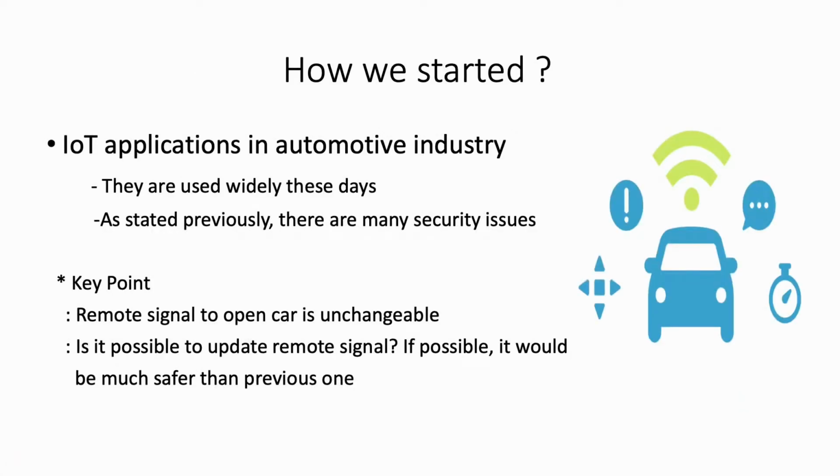Okay, let's take a look at how we started. Today's IoT applications in the automotive industry are widely used. Among these, we focused on the key fob problem. In this problem, what we paid attention to is that the remote signal to open the car is unchangeable. Then we thought, is it possible to update the remote signal? If possible, then it would be much safer than the previous one.